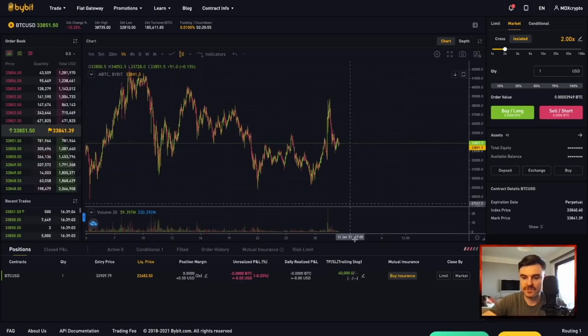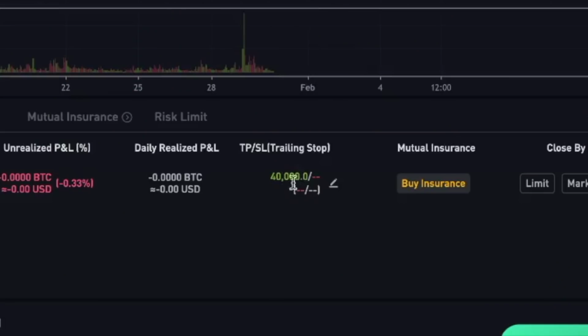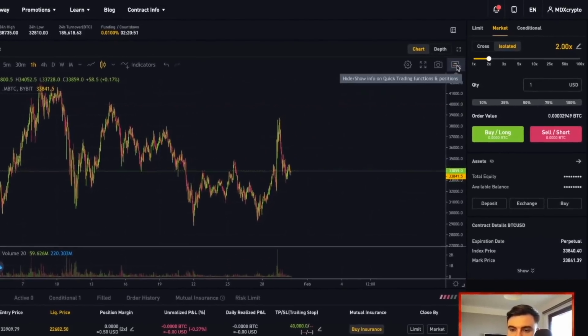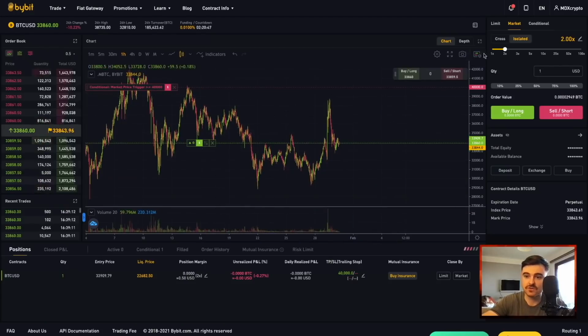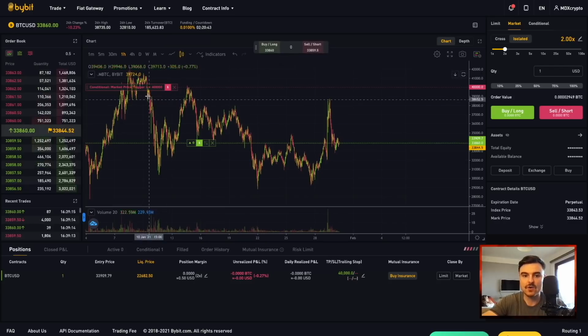You click confirm. So as you can see here, it says $40,000 will be my take profit. And guys, you see this button at the top right here. You actually have to have this checked on, so you can click it off when you can see your position on the screen. You can take it off if you don't want it. But if you leave it on, you can actually see where your take profit is.